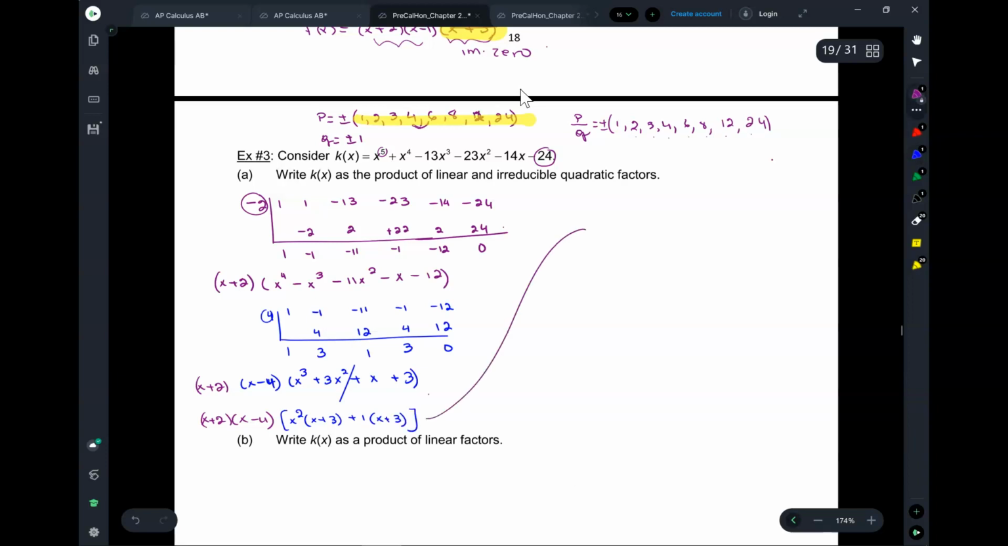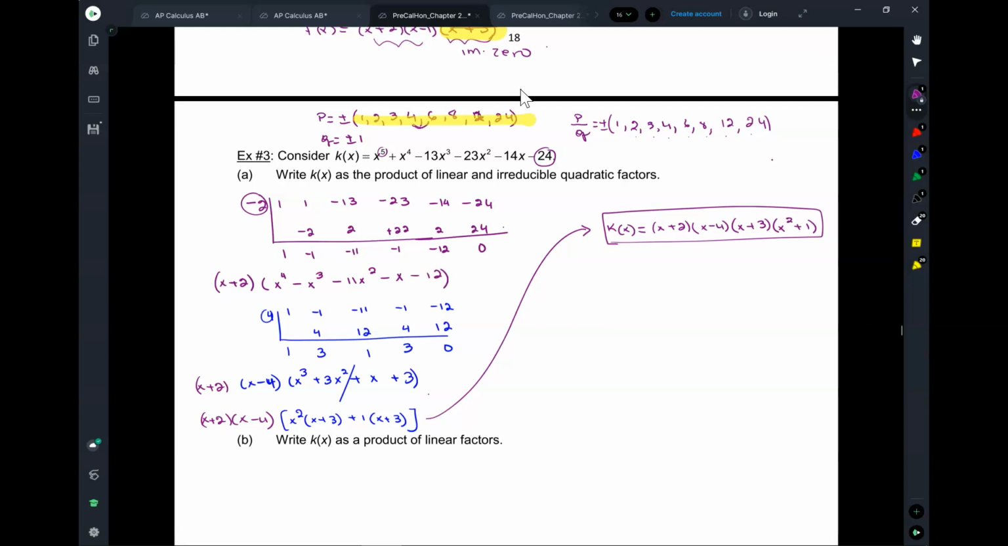So finally, if I factor all this now, I get that k of x is equal to (x plus 2)(x minus 4)(x plus 3)(x squared plus 1). Okay, so here we go. And I can't factor that anymore. So let's see what we've done. We have written k of x as a product of linear factors, 1, 2, 3, and an irreducible quadratic factor, right? That's a quadratic term that cannot be factored any further.